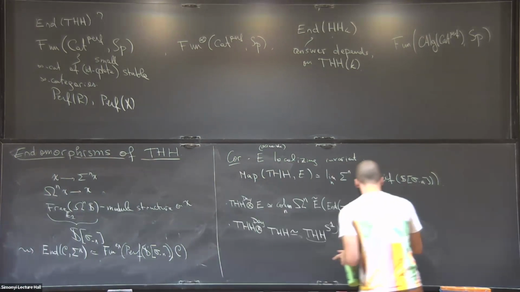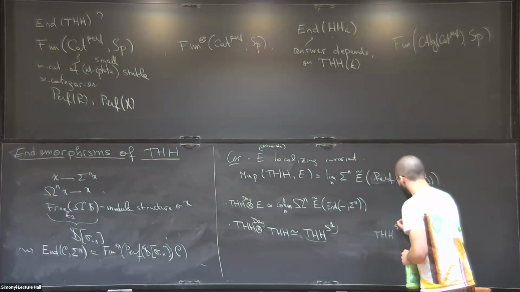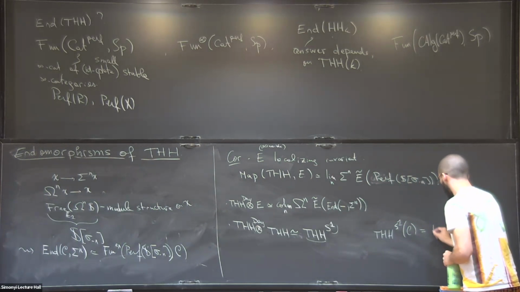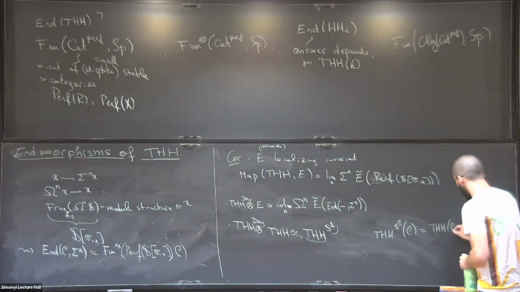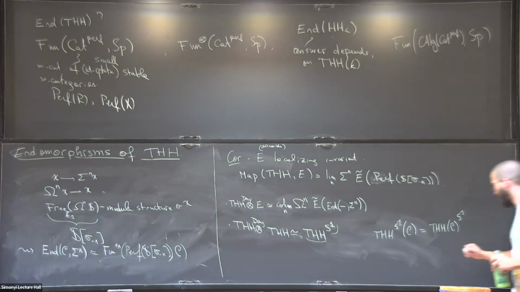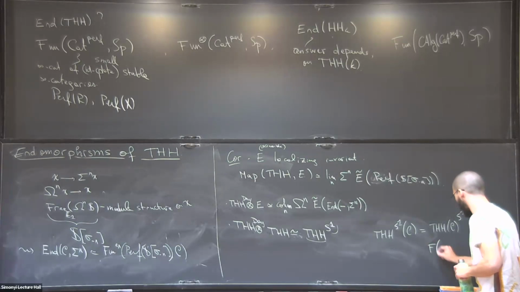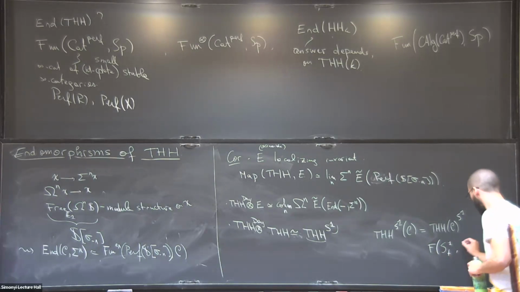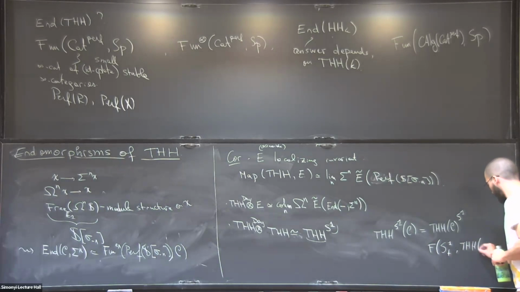Its value on the category C is THH of C to the S1, the space of unpointed maps from S1. Yeah, so maybe you're more used to seeing something like a function spectrum. Something like this.